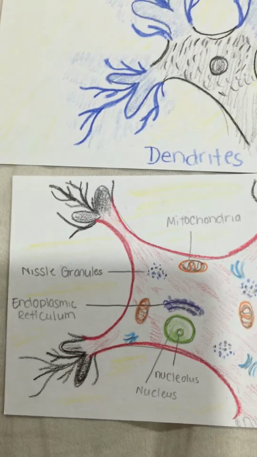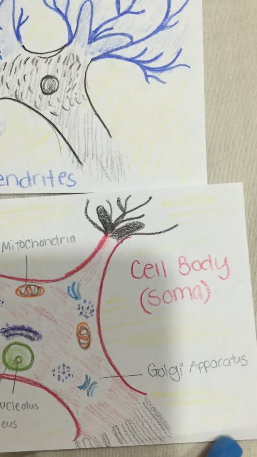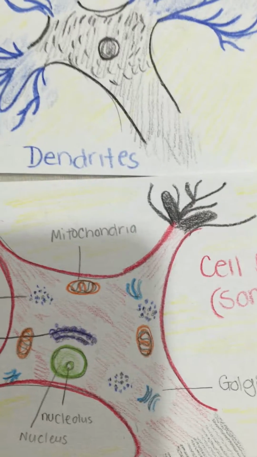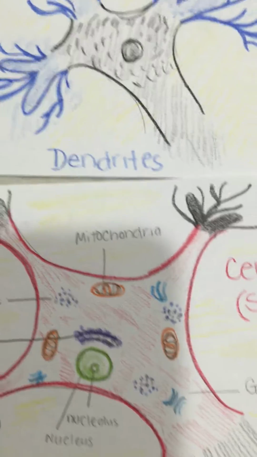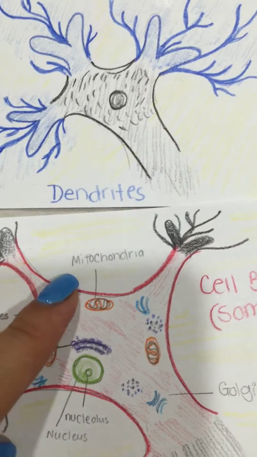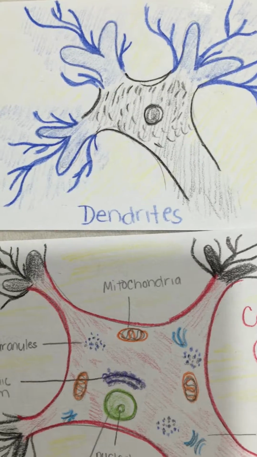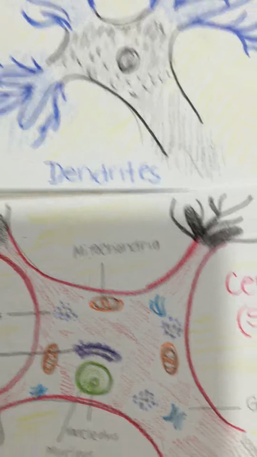So next we have the Golgi apparatus, which is the membrane structure that packages peptides and proteins into vesicles. And then we have the mitochondria, which is responsible for the supply of energy in the form of ATP for the cell.